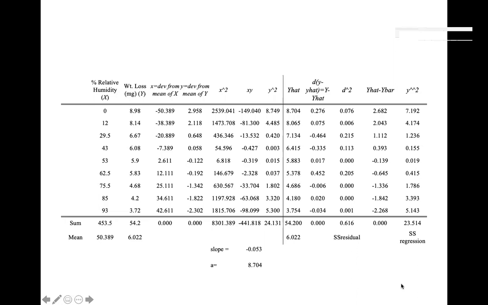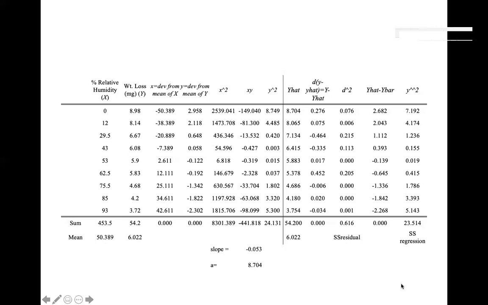Because what you're always testing in a regression is, if this is the mean of y, if this is a y bar, to what degree do these data deviate from that flat line with a slope of 0? So this is y equals a plus bx, and in this case, b has a slope of 0.